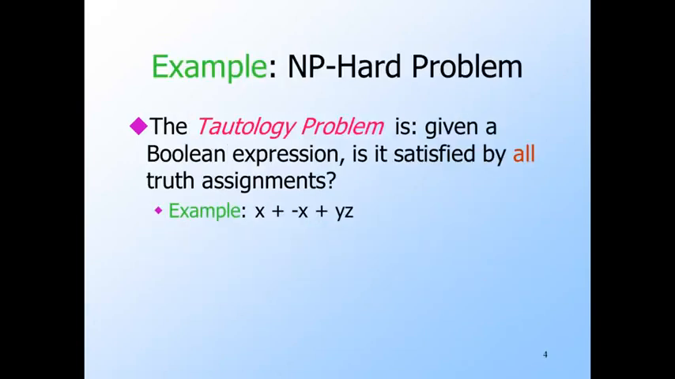A curious example of an NP hard problem is the tautology problem. A Boolean expression is a tautology if it is true for every truth assignment. For example, this expression is a tautology. Every truth assignment makes x either true or false. So one of the first two terms, that is this or that, will have to be true, and therefore the whole expression is true. We don't even need the term y and z.